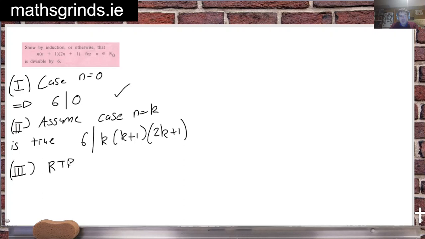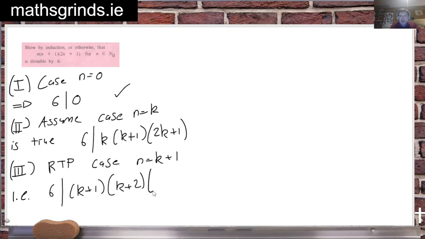Required to prove case n equals k plus 1, i.e. that 6 divides into k plus 1, and that will be k plus 1 plus 1, so that's k plus 2, and then that would be 2 times k plus 1, so that's 2k plus 2 plus 1, so 2k plus 3 then. Okay, looks a bit tricky, doesn't it?